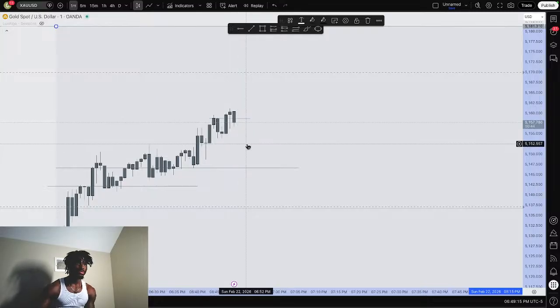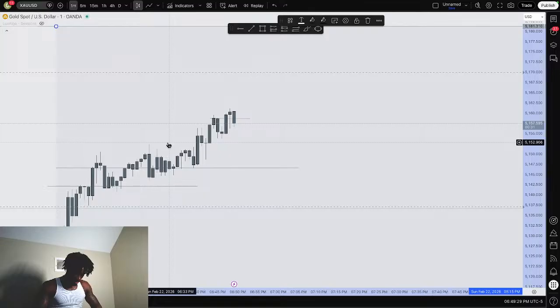If price breaks below here, I'm getting out. If price breaks below this higher low, I'm going to exit all of my positions.